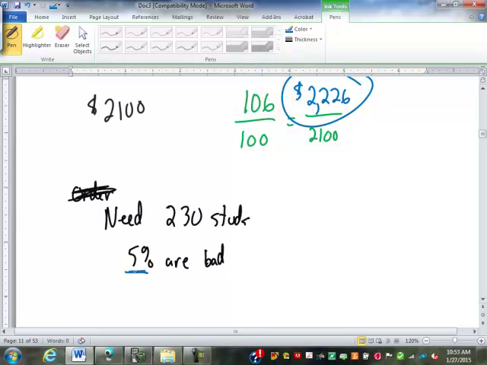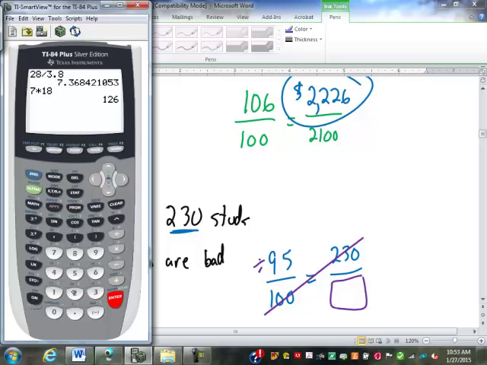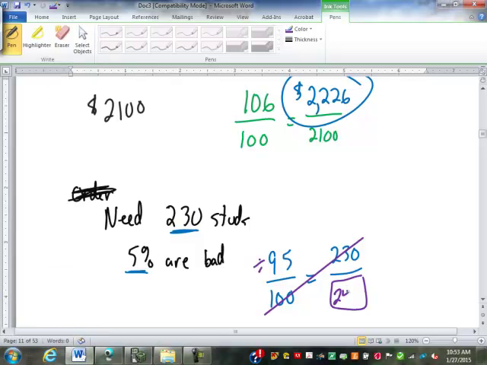The thing is, the 5% that are bad are not out of the 230 studs, they're out of the amount that you order, right? If 5% are bad, what percent are good? 95% are good. And you need 230 of them to be good. So now you're going to find the amount that you're going to order total right here. So 100 times 230 divided by 95 gives us 242.1. We're just going to call it 242 that you would need to order. Make sense?